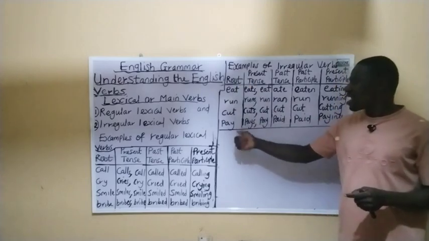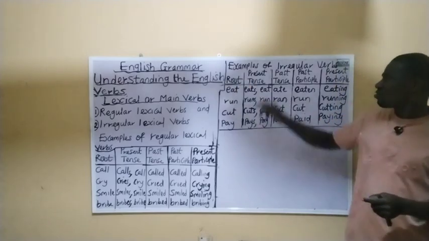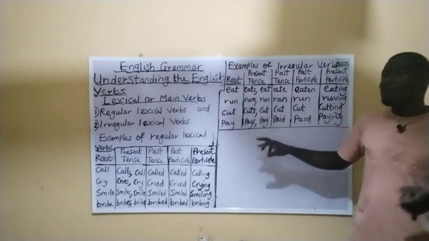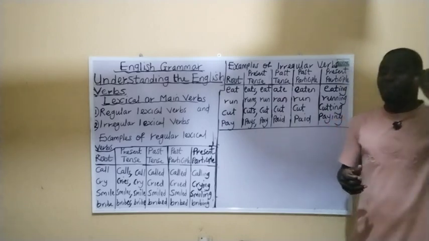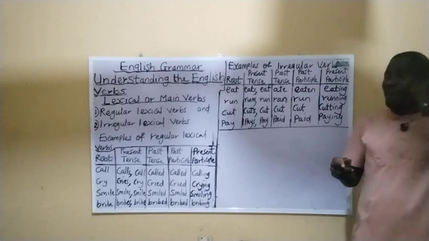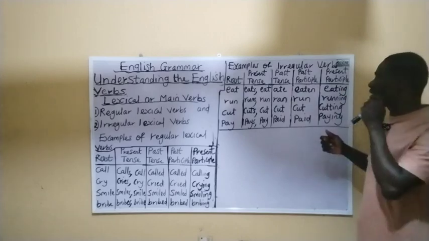Then the last here is the verb pay. We have the singular present pays. We have the plural present pay. Then the past tense is paid. The past participle is paid. Then the present participle is paying.